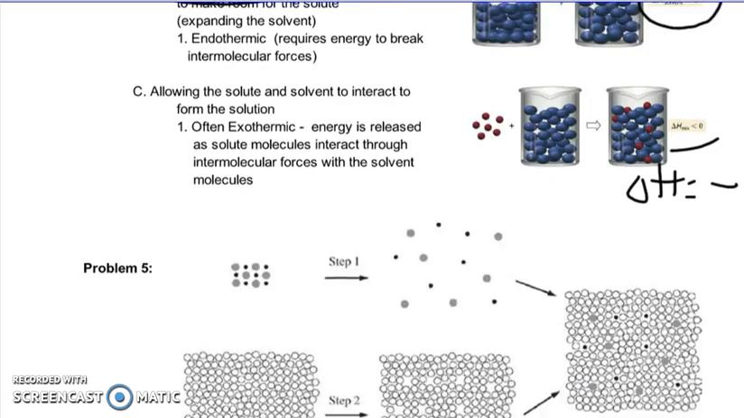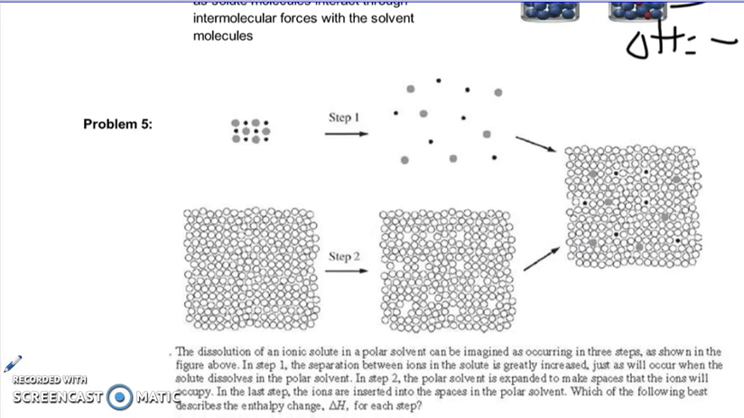So go ahead and look at problem number 5 and answer the question. I'll pause this. It's going to take a little while to read it and think about it, but this problem is really kind of neat because it's showing you the idea of breaking things apart, of having the expansion, showing how the solute fits into the spaces. So read this, decide what your answer is, and then I'll come right back.